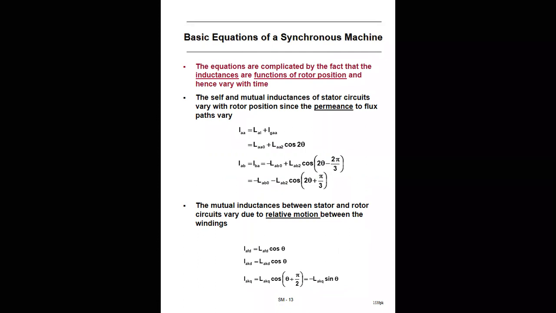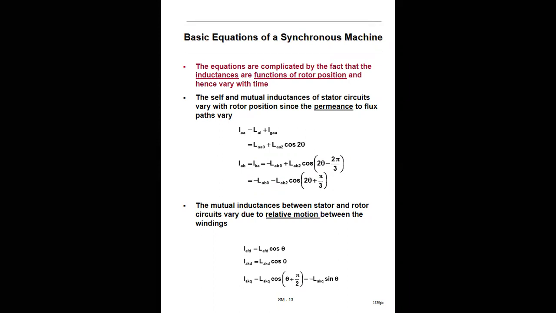So LAA is equal to LAA0 plus LAA2 cos of 2 theta. LAB is equal to LBA, which is equal to minus LAB0 plus LAB2 into cos of 2 theta minus 2 pi by 3, which is equal to minus LAB0 minus LAB2 cos of 2 theta plus pi by 3.